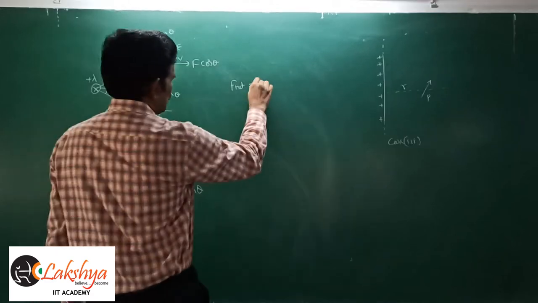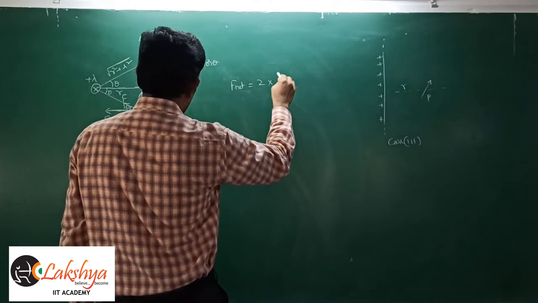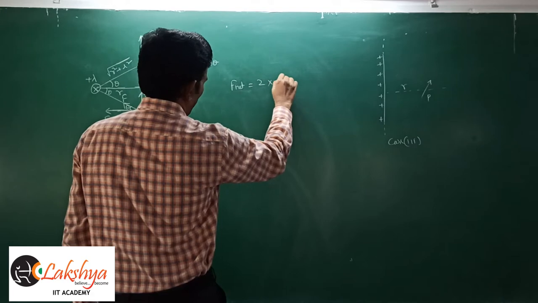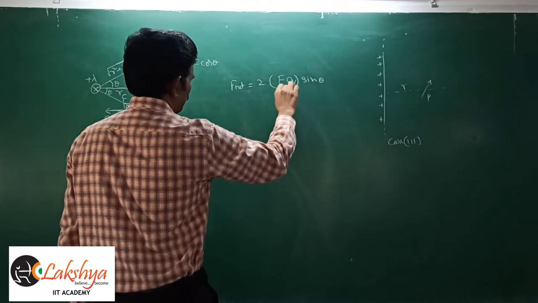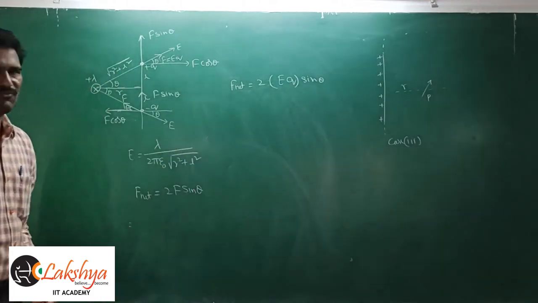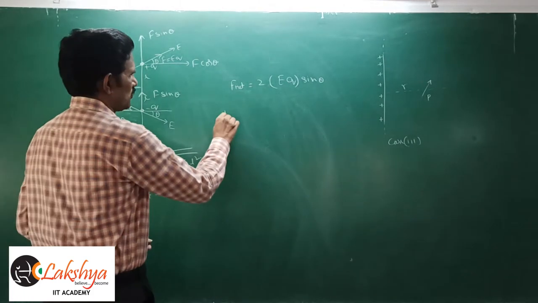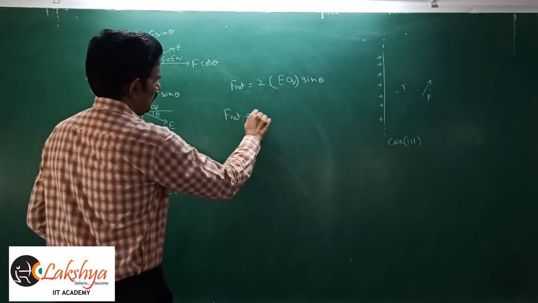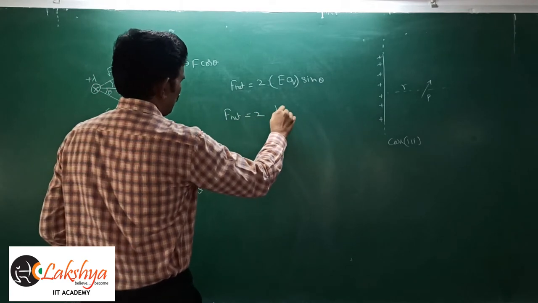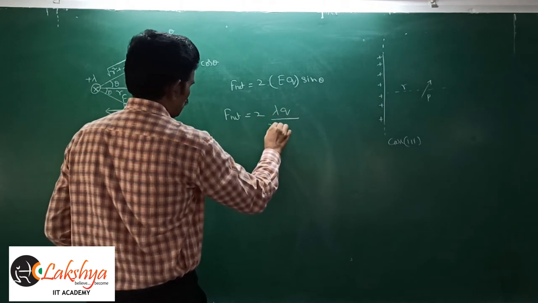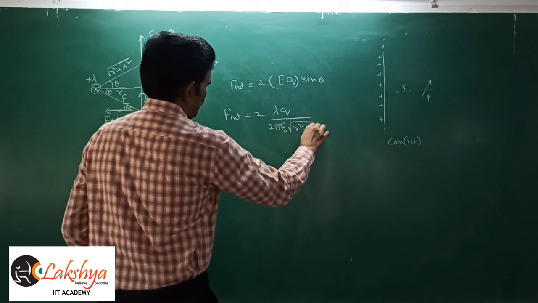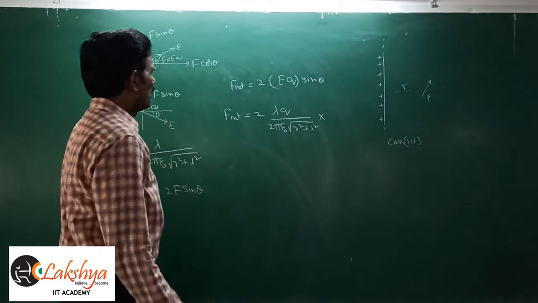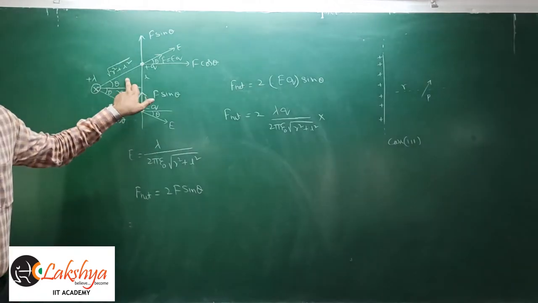So it is nothing but 2 into F is EQ into sin theta, we need to write. Now let us substitute that E value and the sin theta value by using this diagram. 2 into E value is lambda into Q by 2 pi epsilon naught into under root of R square plus L square. That is EQ. Into sin theta we can write by using this diagram, right?